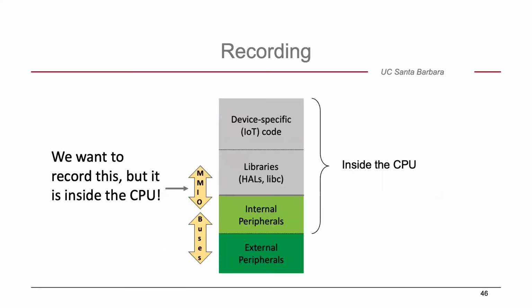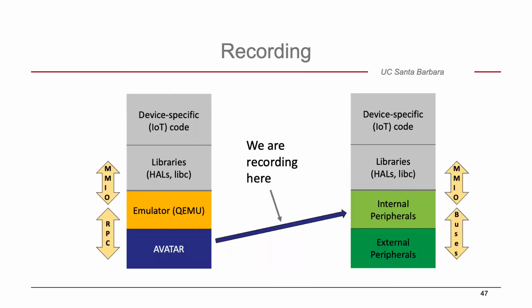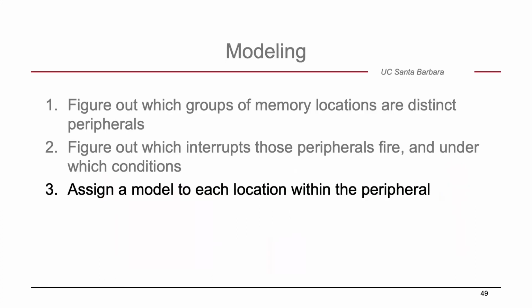So we're basically recording things, and we want to record the interactions between the firmware, the gray piece, and the internal peripherals, this sort of green piece. And the way we do this is, as I mentioned, we're recording using Avatar. So on the left side, this is running the firmware in an emulator like QEMU and using Avatar to proxy the calls directly to the real device and record this interaction. And when you have that recording, then you try to do some modeling.